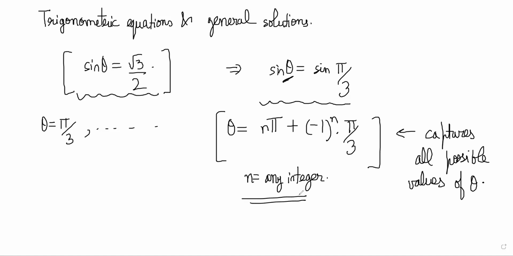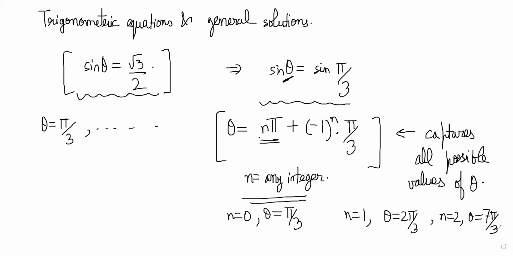For example, if n is 0, you get theta is pi by 3, right? If n is 1, you get theta is pi minus pi by 3, so theta is 2 pi by 3. If n is 2, you get theta is 2 pi plus pi by 3. So theta is coming as more than 360 degrees. So it is basically 420 degrees. So 2 pi plus pi by 3 is 7 pi by 3.